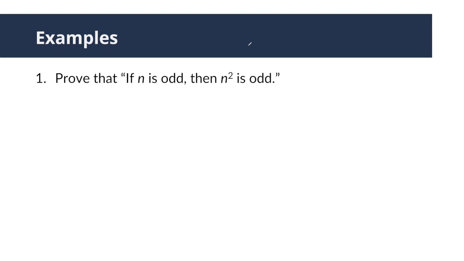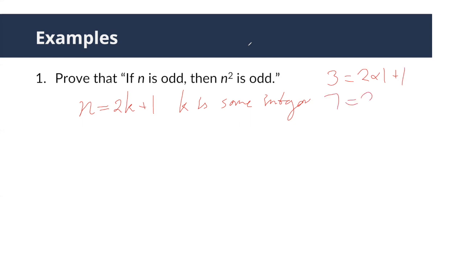In other words, if you want to represent an odd number, you can write any odd number as n equals 2k plus 1, where k is some integer, right? For example, 3 is equal to 2 times 1 plus 1, or 7 equals 2 times 3 plus 1, correct? So you start from here.